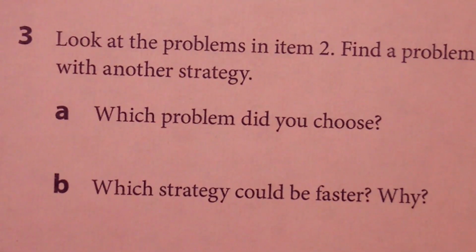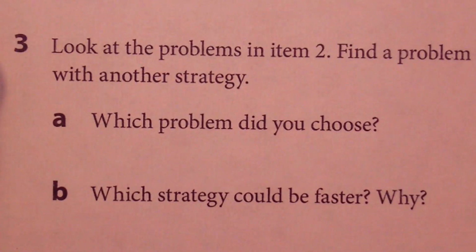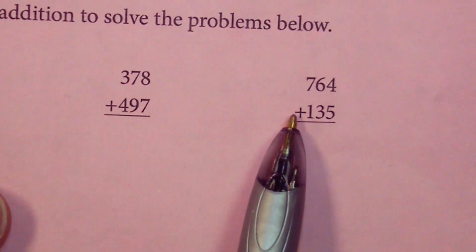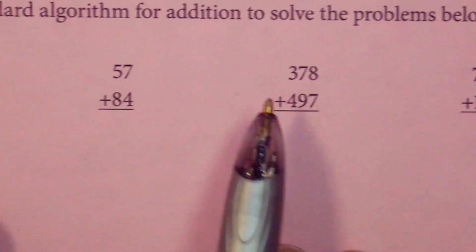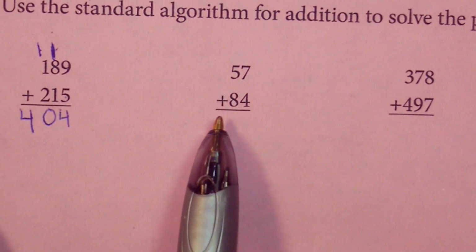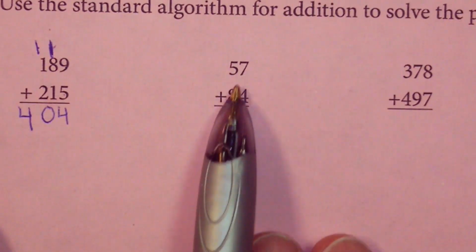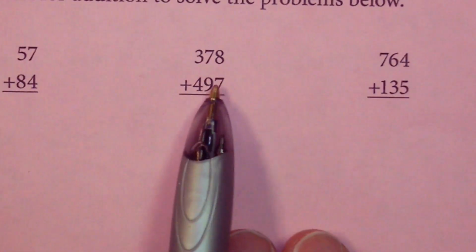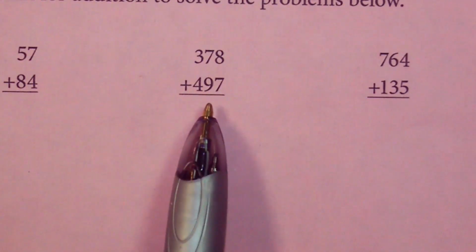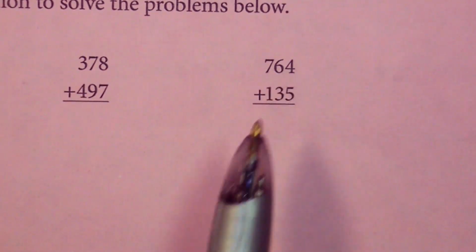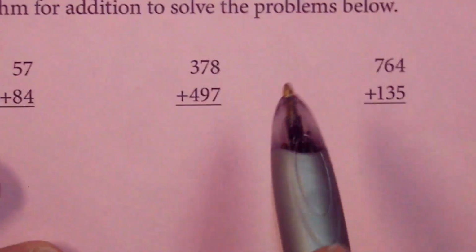Look at the problems in item 2. Find a problem that might have been solved faster with another strategy. So I'm going to look at all of these and go, which one of these could I have done faster than using the standard algorithm? This is kind of tough. You know, as I look at this one, I go, well, 57, that's close to 50. Maybe I could do expanded form. Maybe not. 497, that's really close to 500. Maybe I could try that. Expanded form might work really well on this one. Okay, but I'm going to choose this one right here.